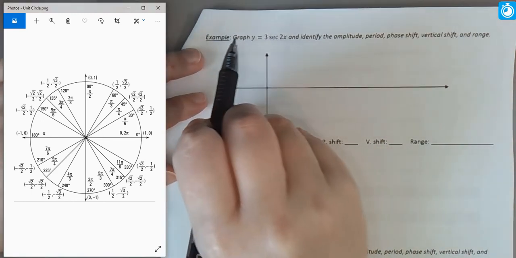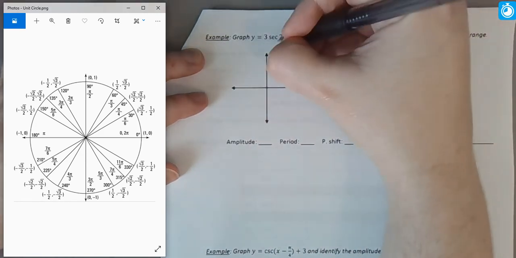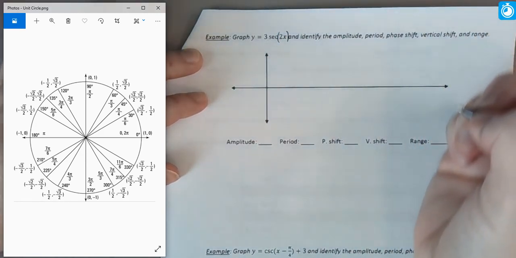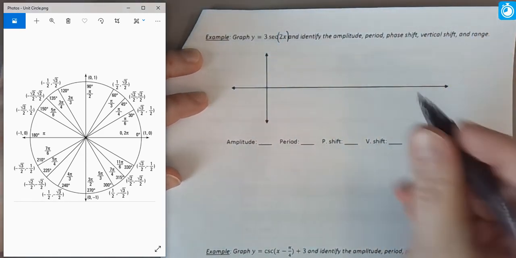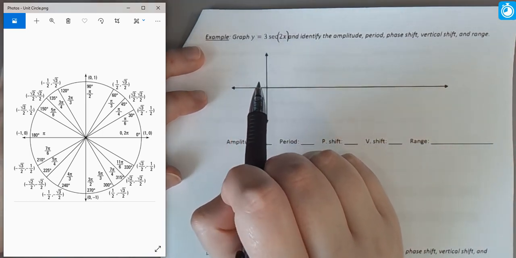So for this first one, we're going to graph y is equal to 3 times the secant of 2x. You may want to put parentheses around that if that helps. That's going to be the input for our secant. Well, secant is the reciprocal of cosine, so their graphs are very closely related.